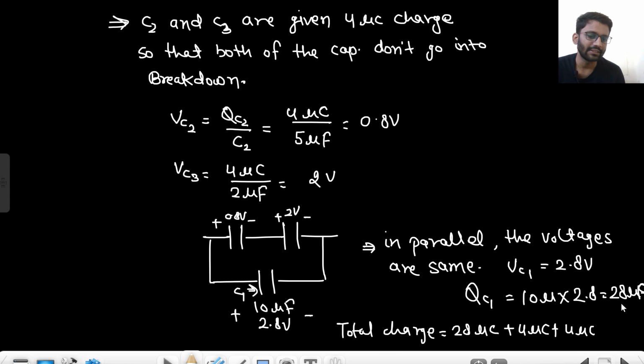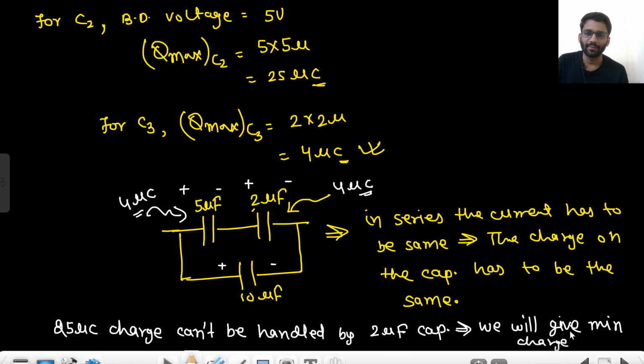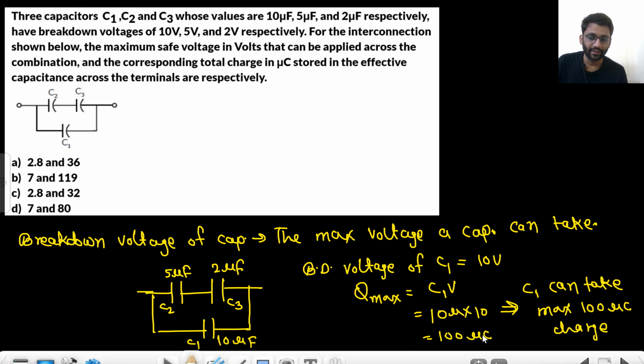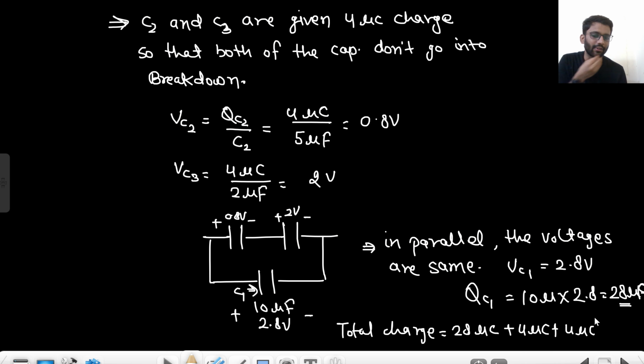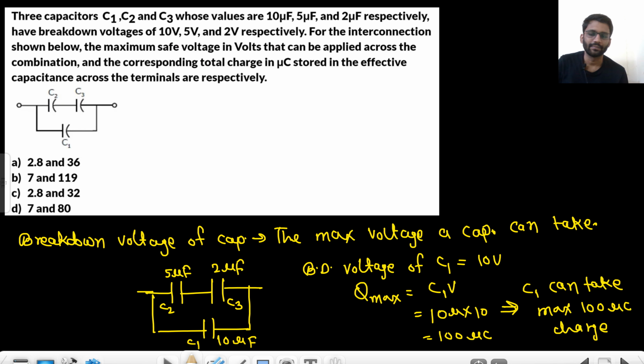And one more thing I need to check is whether this C1 can take 28 microcoulomb charge or not. Can that 10 microfarad capacitance take 28 microcoulomb charge? Yes, it can take it. The maximum charge it can take is 100 microcoulomb. So it can take 28 microcoulomb. So this is the total charge, that is 36 microcoulomb.